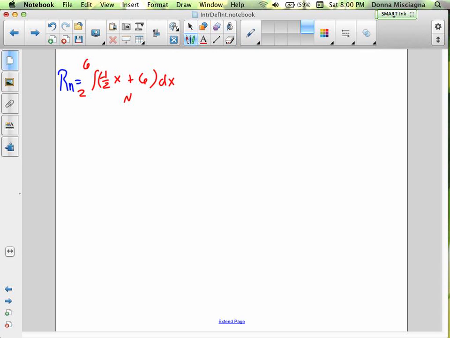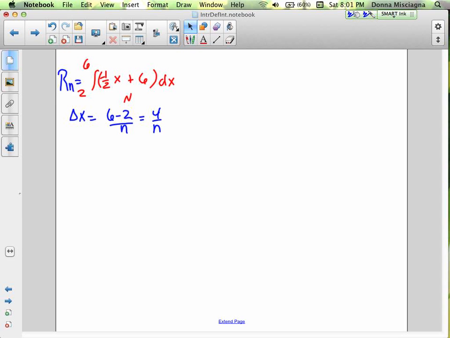All right, so first step, let's find change in x, excuse me. That would be 6 minus 2 divided by n, so that's 4 over n. Then let's find x. And we take our starting value, so that would be 2 plus 4 over n times j.